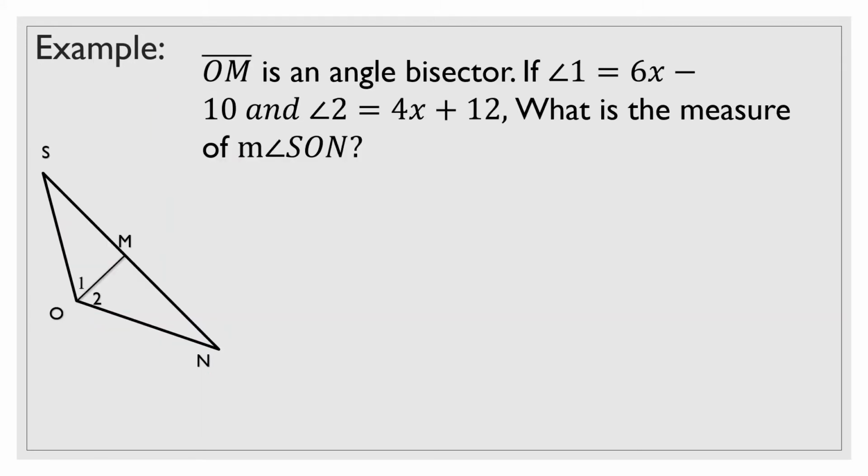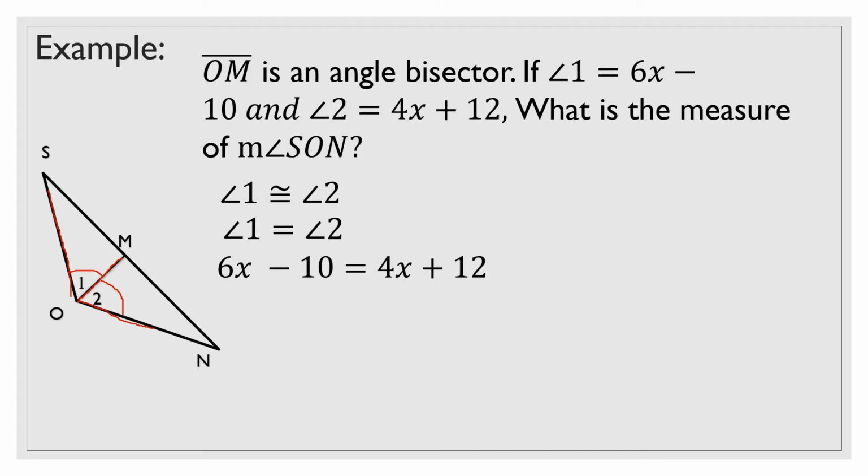Next example, OM is an angle bisector. If angle 1 is 6x minus 10 and angle 2 is 4x plus 12, what is the measure of angle SON? Isa-isahin muna natin. Pag sinabi nating OM is an angle bisector, yung SON ay nahati sa dalawang congruent angles, at ito yung angle 1 and yung angle 2. So, angle 1 is now congruent to angle 2. So, they are equal. So, hanapin natin ang value ng x with this equation.